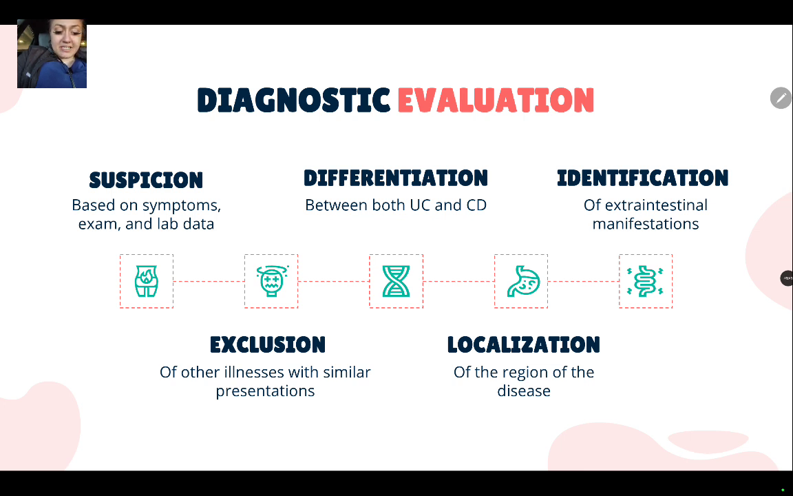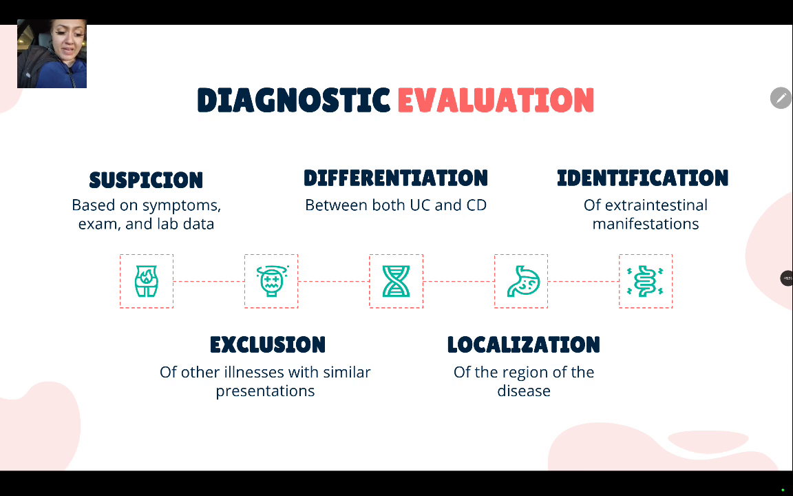The third is differentiation between ulcerative colitis and Crohn's disease. Fourth, localization of the region of the disease. And fifth is identification of extraintestinal manifestations, such as sclerosing cholangitis. The last 3 of these steps are generally going to be performed by a specialist in gastroenterology, though. So we're really going to focus on the first 2.